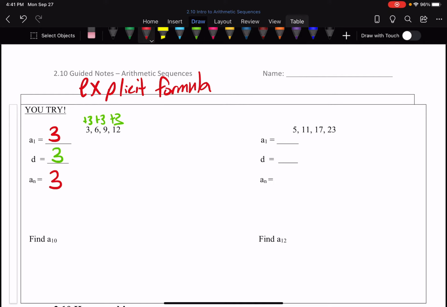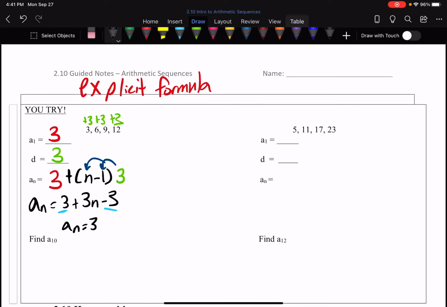So our a sub n is going to be 3 plus n minus 1 times my difference, which is also 3. I'm going to distribute the 3 to my parentheses. So that gives me a sub n equals 3 plus 3n minus 3. Now I've got this 3 minus 3. Well, 3 minus 3 is 0. So therefore, my a sub n is just equal to 3n.